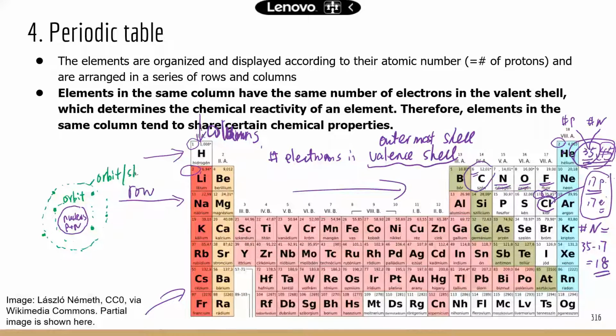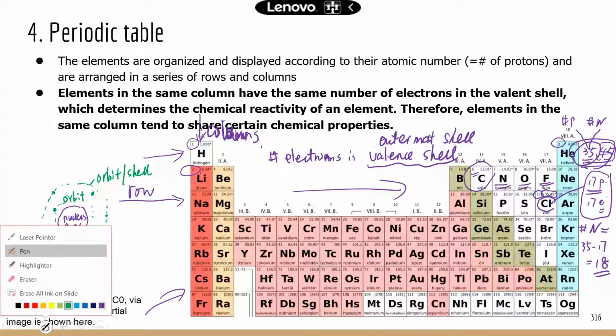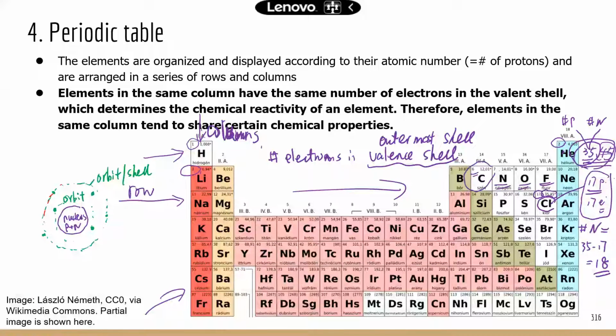Orbit, or sometimes we call it shell. If those are the only 2 orbits or only 2 shells for this particular atom, then we are going to call the outermost one, which is the second one right here, the valence shell. All right. So all the elements in the same column have the same number of electrons in the valence shell. And that's a very important piece of information because the number of electrons in the outermost shell determines the chemical reactivity of an element.